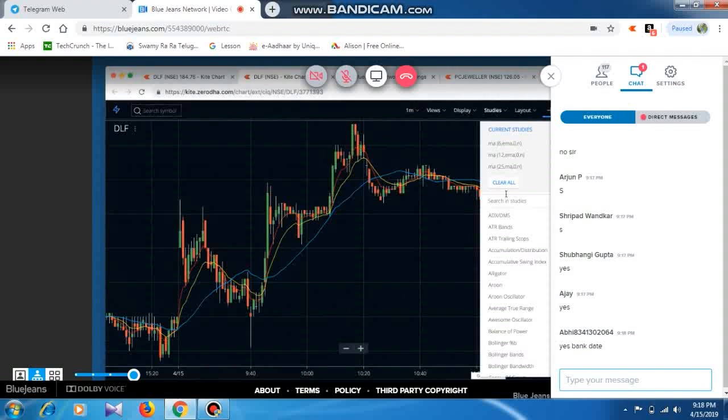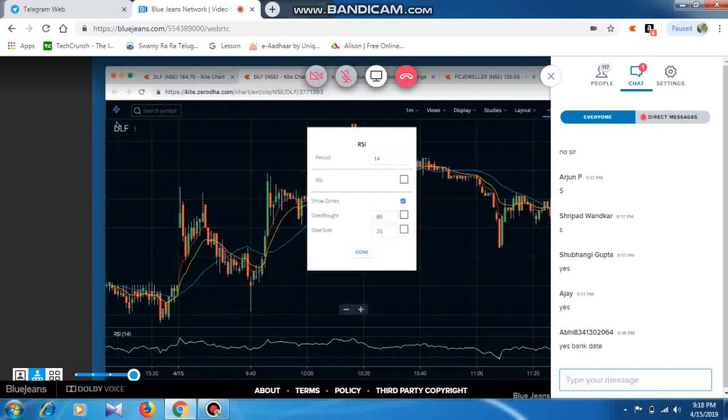As usual, everything will be there in studies. Just search for RSI and you will get the RSI menu where you should give period 12. Make sure that you are noting it. Do not ask again which values you should give. RSI period will be 12, overbought will be 70 and oversold will be 30.